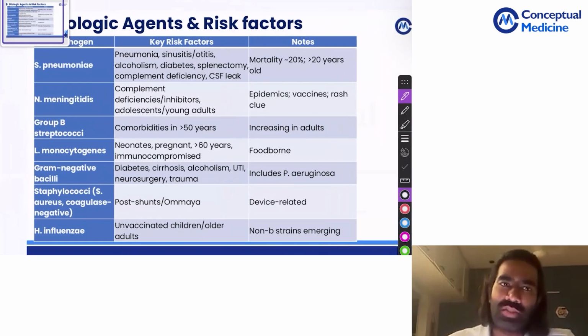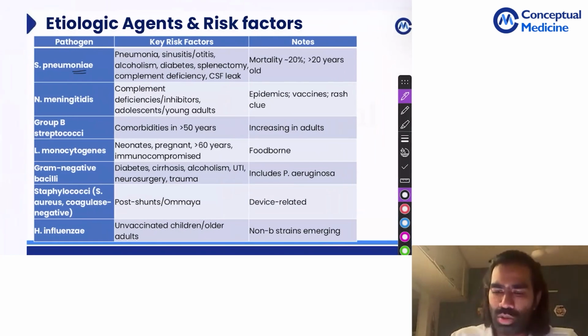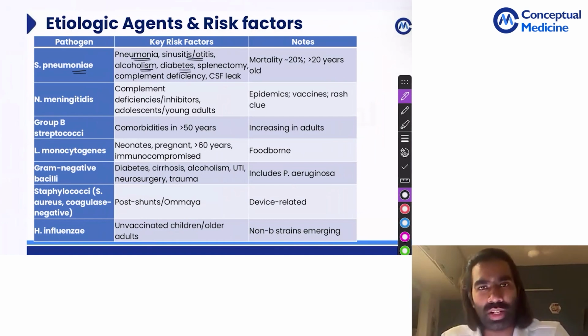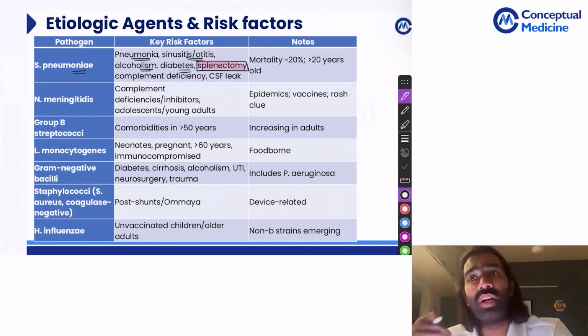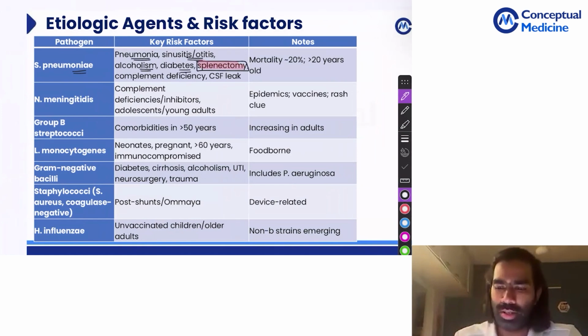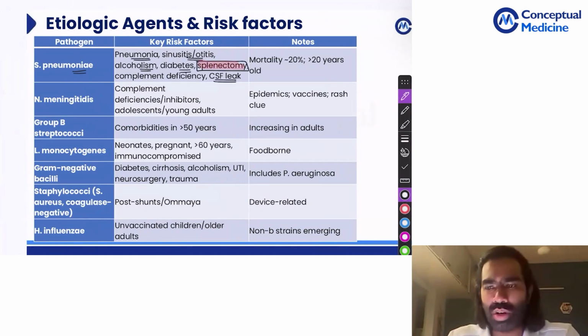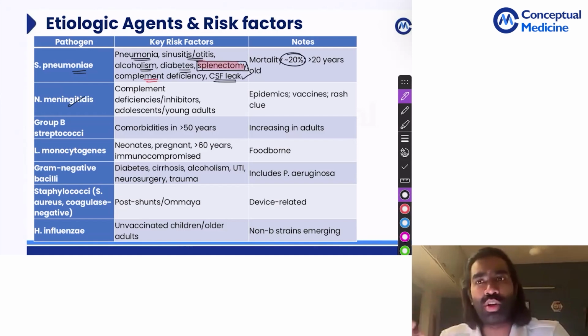And what are the key risk factors? When it comes to pneumococcus, the most important risk factor is associated pneumonia, associated ENT problems like sinusitis, otitis, or alcoholism, immunosuppressed states like diabetes, and splenectomy becomes very, very important because post-splenectomy opportunistic infections mostly will comprise capsulated organisms like pneumococcus. CSF leak is also a very, very important risk factor. Don't forget that, I've seen plenty of cases. Complement deficiency generally will not lead to pneumococcal infection, but mostly it will lead to meningococcal infection, at least in exams. Mortality rate of pneumococcus is around 20%.